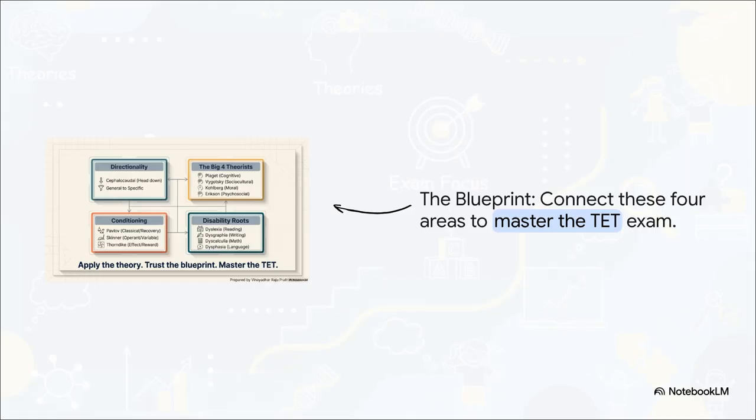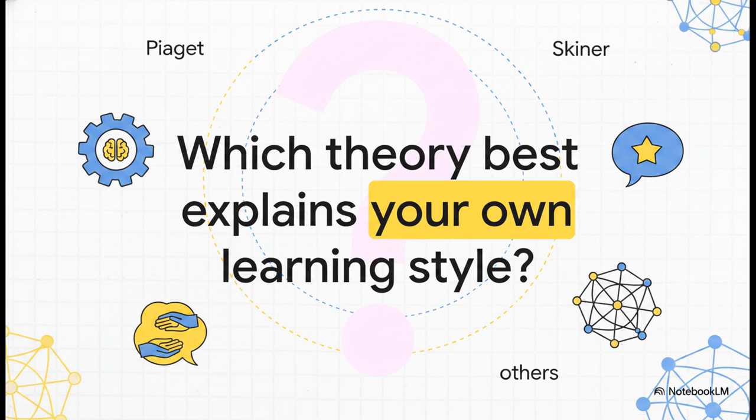And so here we are, with our complete cognitive blueprint. You can really see how it all connects now, can't you? The principles of development, the big 4 theorists, how conditioning works, and the roots of learning disabilities. They aren't separate topics, they're all interwoven. Once you see those connections, you're not just memorizing facts anymore, you have a real framework for mastering the TET exam. So we'll leave you with one last question to think about.